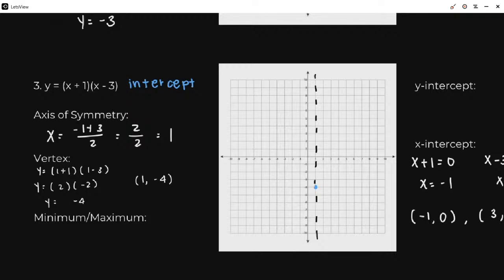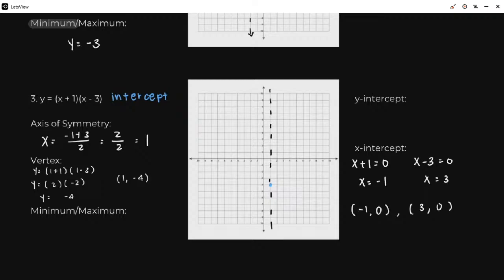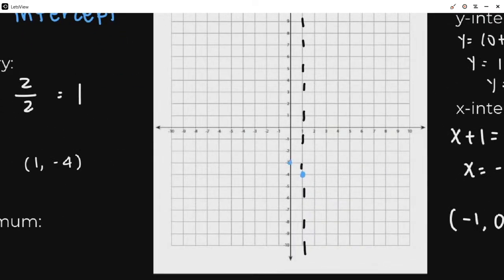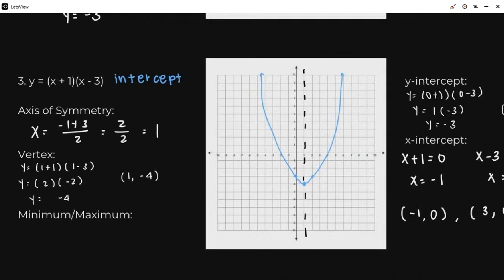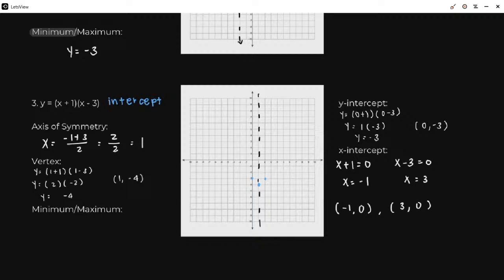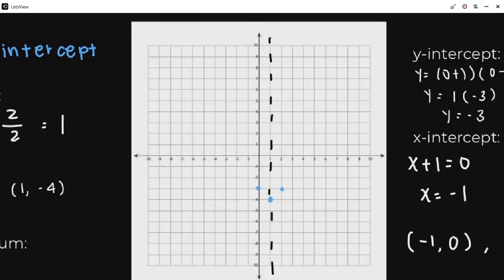And then for the y-intercept, we're going to plug in 0 for x. So that'll be y equals 0 plus 1 times 0 minus 3. So that's going to be 1 times negative 3, so y equals negative 3. So 0, negative 3 is the y-intercept, and that is the point right here. And so we can mirror it and we'll get the point there. Oh, oops, sorry, hold on. And we also know the x-intercepts, which are at negative 1 and 3, so we can also plot those. It'll just make the graph a little more accurate.